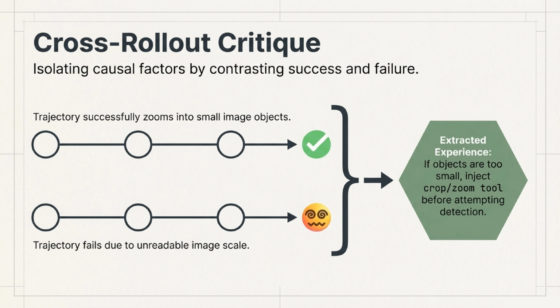A critical mechanism in this first phase is the cross-rollout critique. To isolate the real causal factors behind a result, the system directly contrasts successful trajectories against failed ones. For instance, if one path successfully zooms into an image, but another fails because the objects are too small to read, the system compares them and extracts a clear, tactical experience. If objects are too small, inject a crop or zoom tool before attempting detection.